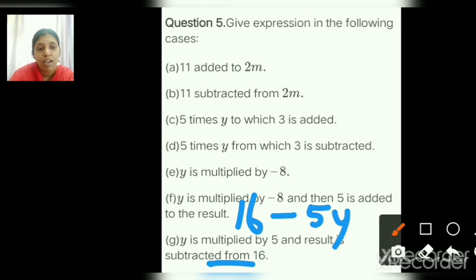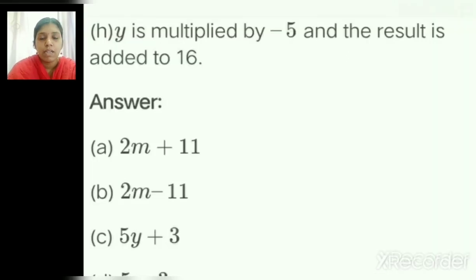This is clear. First y is multiplied by 5, so we got 5y. And what is the result here? 5y. And the result is subtracted from 16. So from 16 we have to subtract 5y. Clear? So it is 16 minus 5y. Clear, children?